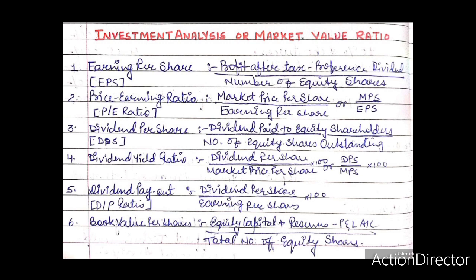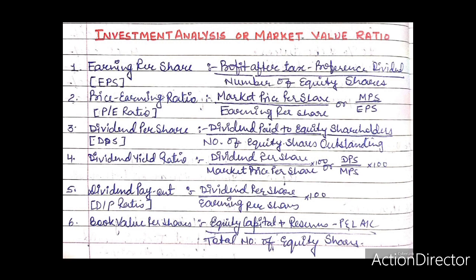Therefore, the shares of X Limited are undervalued in the market by Rs 30. In case the price earning ratio of similar companies is only 6, the value of shares of X Limited should have been Rs 180, which is 6 into 30, and thus the shares of the company are overvalued by Rs 30.